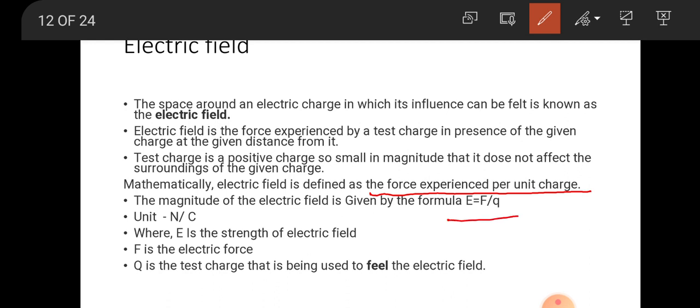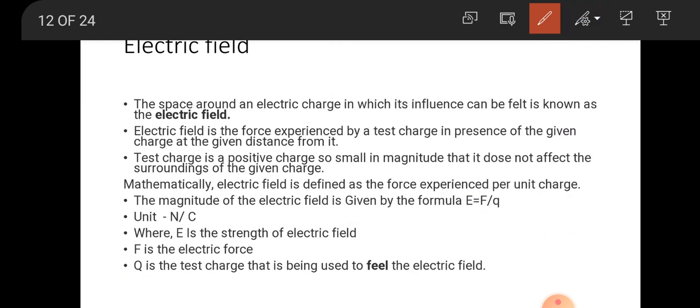Therefore we can write E, which is the strength of the electric field, equal to F, the electric force, upon q. I can write here small q as the test charge which is being used to feel the electric field. And the SI unit of electric field is Newton per Coulomb, because the unit of force is Newton and the charge unit is Coulomb.